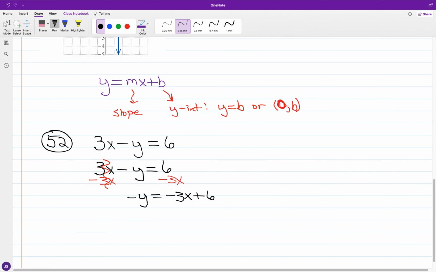And expressing in terms of positive y, you can change the signs of everything, so you can either multiply or divide by negative 1, making the negative terms positive and vice versa. So this will get us to the slope-intercept equation. And so in this case, we're going to have that y is equal to 3x minus 6.